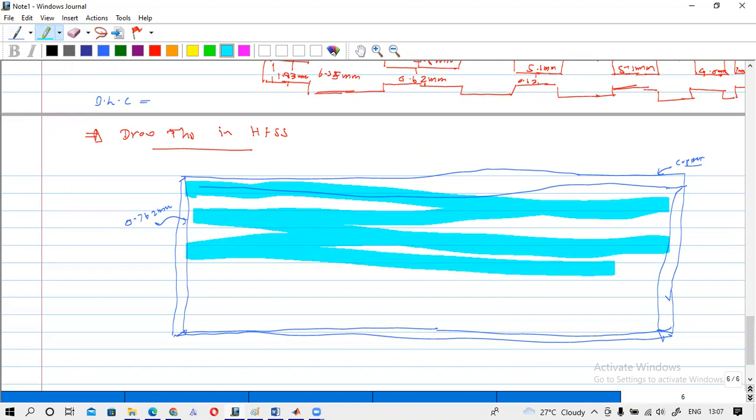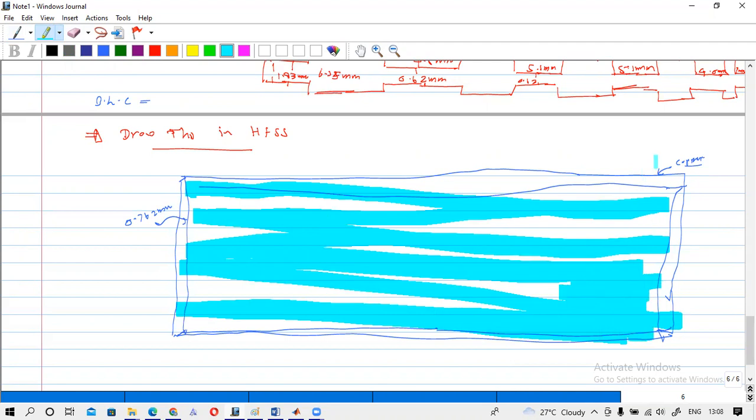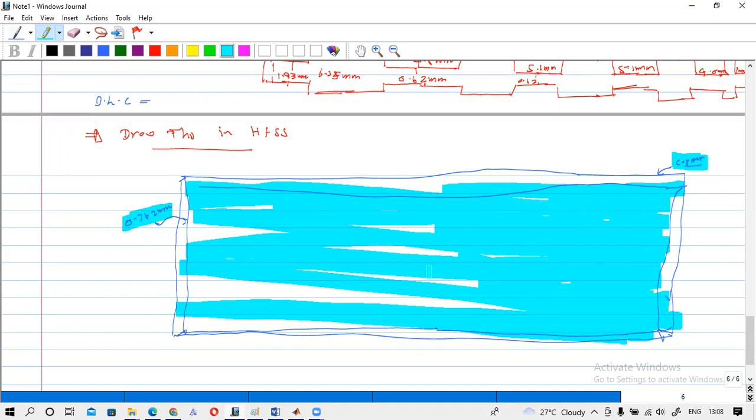Now what you have to do: first is your copper, the ground plate. The first copper layer is the ground plate. Then you draw the box, that is your dielectric material. On top of the dielectric material, you can draw this copper section very easily.